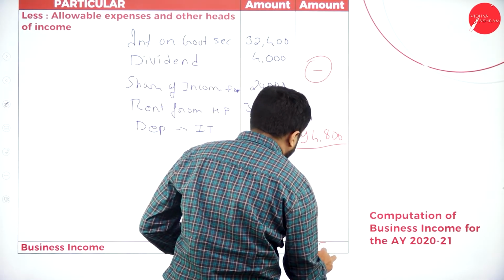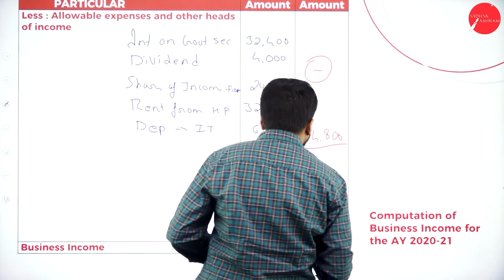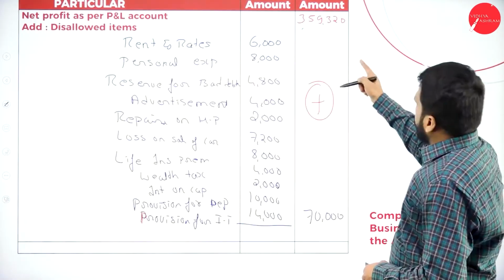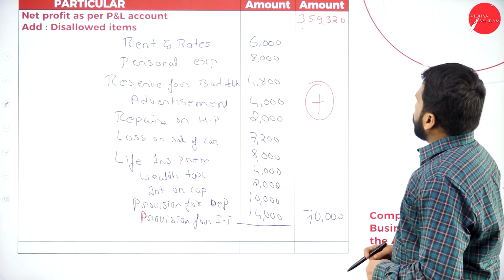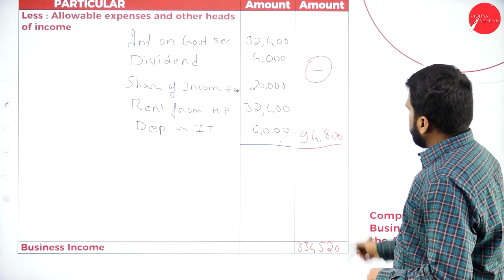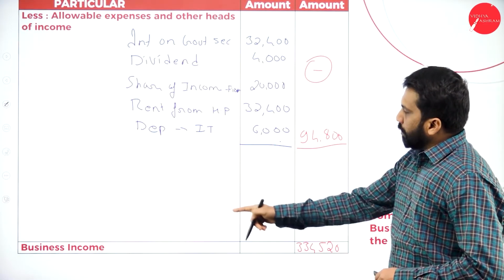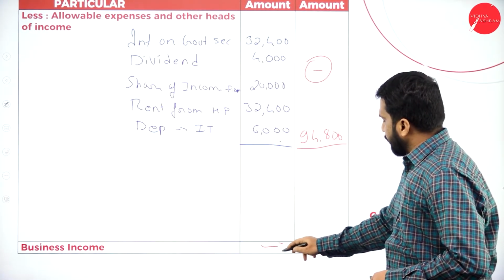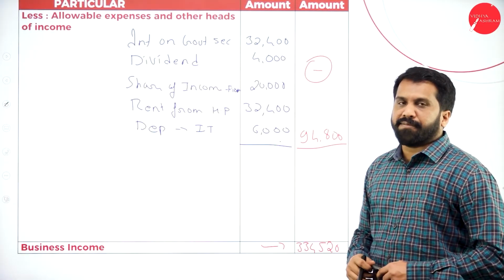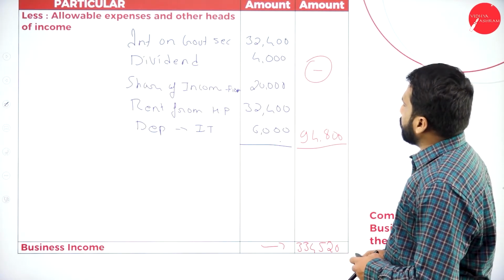3,34,520. We'll see it again. 3,59,000 plus 70,000 is around 4,29,000. Yes, it is proper. Your business income is 3,34,520. Now, I'll go back to all the slides.